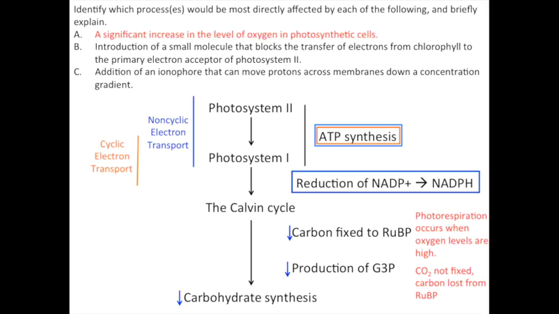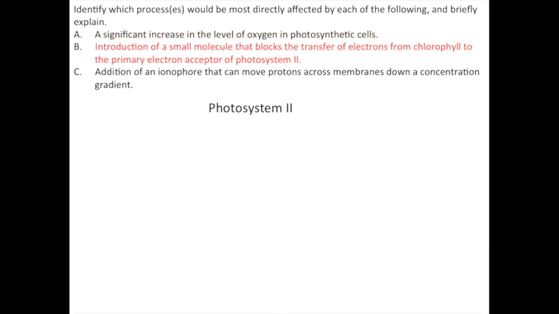Next, we have a perturbation that would affect a different process. In part B, we're introducing a small molecule that blocks the transfer of electrons from chlorophyll to the primary electron acceptor of photosystem 2, essentially blocking any oxidation of chlorophyll in this photosystem.